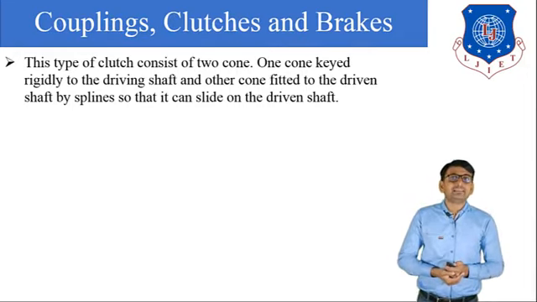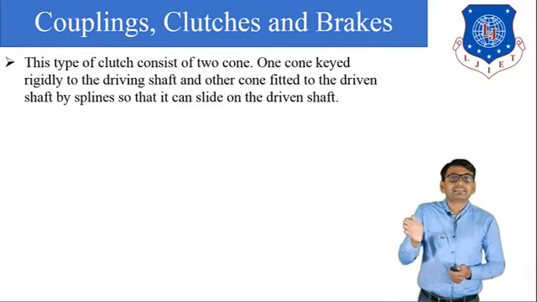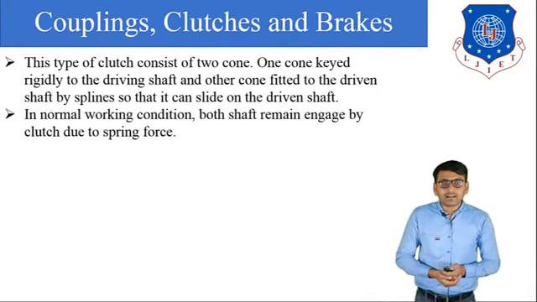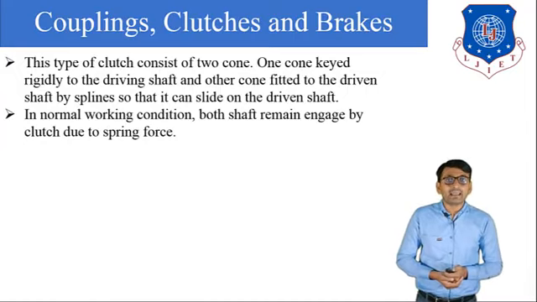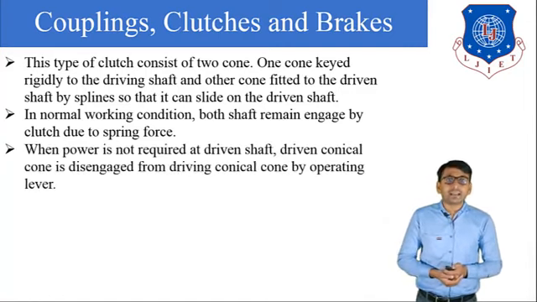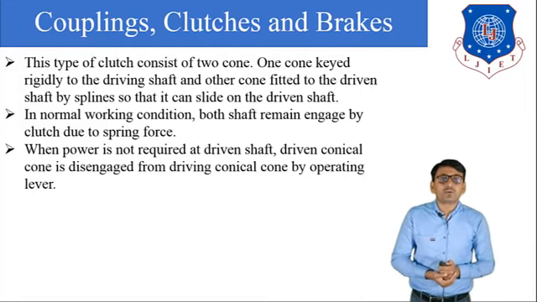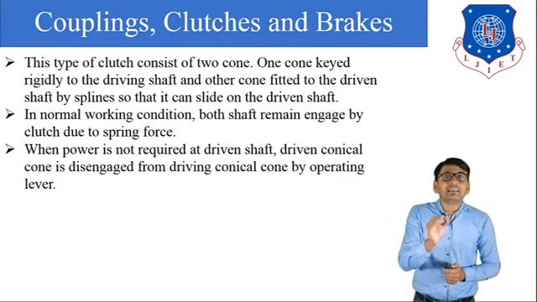One cone is rigidly attached to the driving shaft and the other cone is fitted to the driven shaft by splines so that it can slide on the driven shaft. In normal working condition, both shafts remain engaged by the clutch due to spring force. When power is not required at the driven shaft, the driven conical cone is disengaged from the driving conical cone by operating the lever.